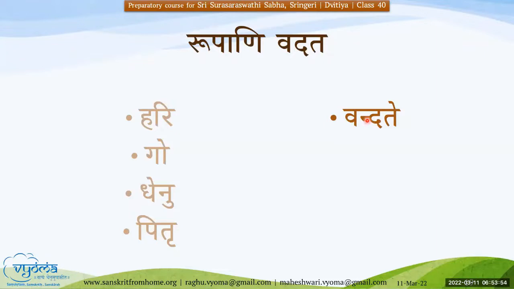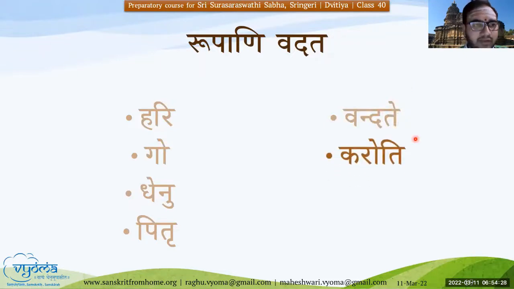One minute. I'll help you out if you want. Vandate, Vandete, etc. Those are the forms. Vandate, Vandete, Vandante, Vandase, Vandete, Vandadve, Vande, Vande, Vandavahe, Vandamahe. Uttamam, Dhanyavadaha. So that is Vandate, that is to salute, to bow down, etc.